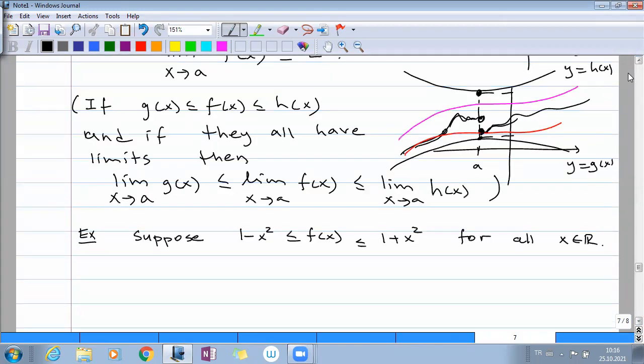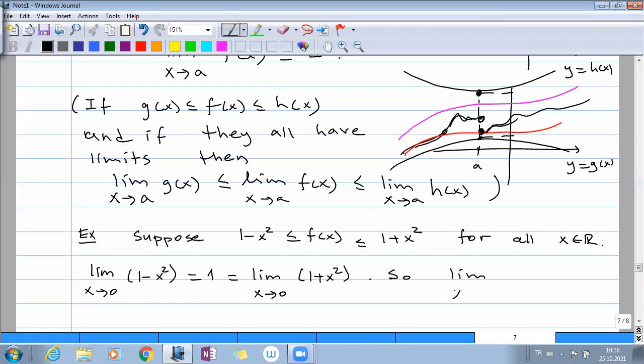Okay, so suppose your function is between the functions 1 minus x squared and 1 plus x squared. About the limit at 0, the limit as x approaches 0 of 1 minus x squared is 1. And also the limit as x approaches 0 of 1 plus x squared is also 1. So we can conclude that the limit as x approaches 0 of the function f is equal to 1.